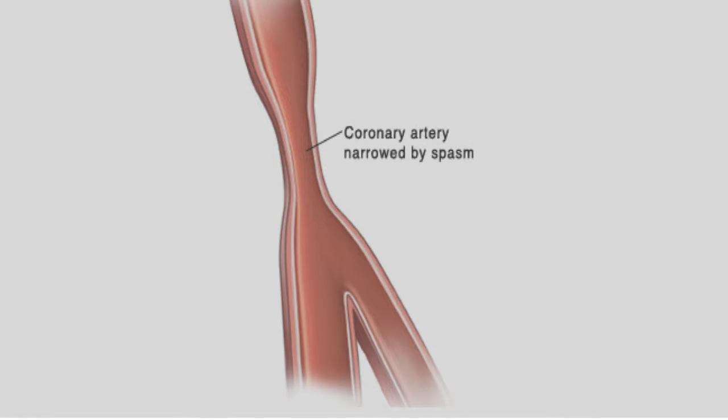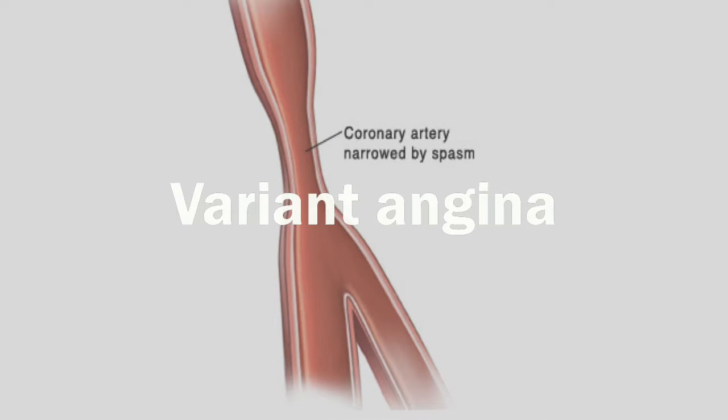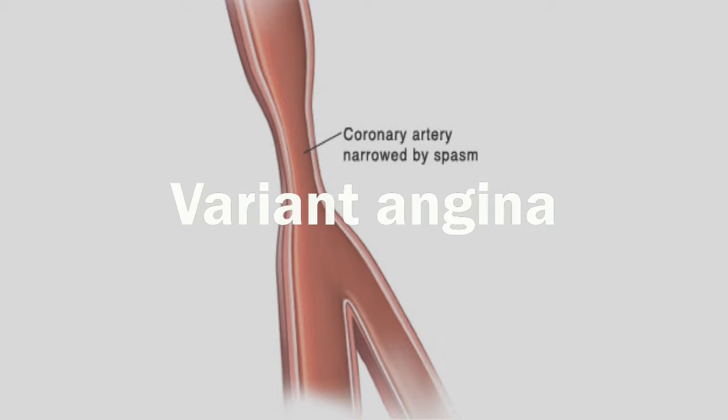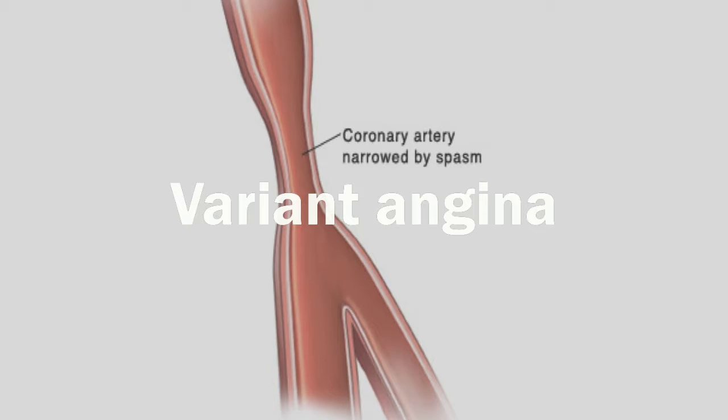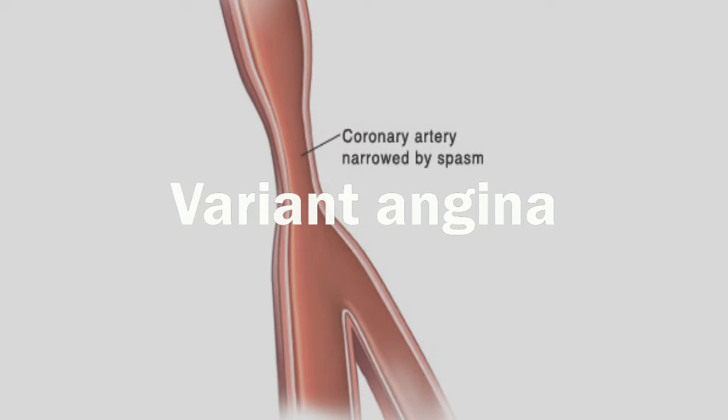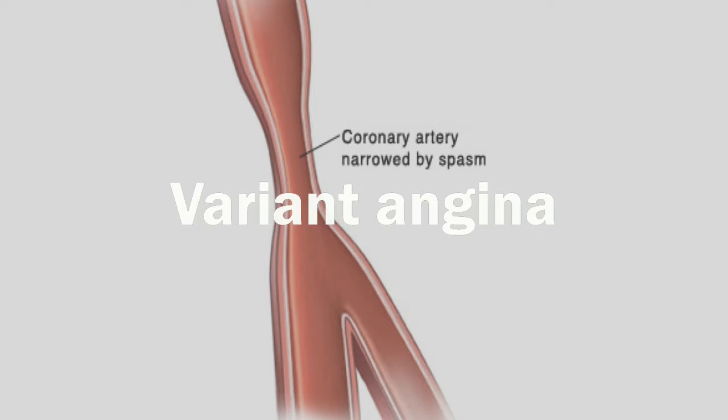The third type is a rare form known as variant angina, which is caused by spasms of the coronary artery that narrow and constrict the vessel. The underlying mechanisms for this have not yet been fully determined. However, scientists suggest that endothelial dysfunction and enhanced vascular smooth muscle contractility play a key role.